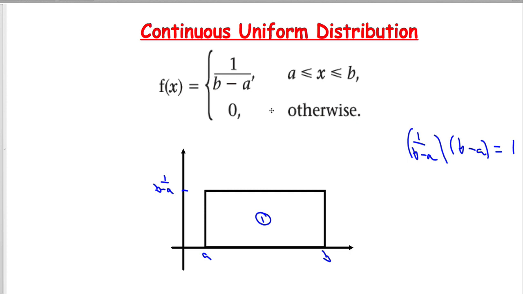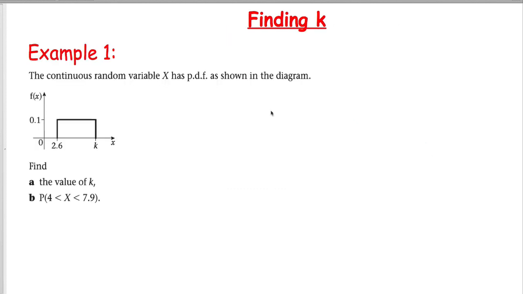So let's have a quick look at an example. We've got the continuous random variable x. It's got a PDF as shown in the diagram. First of all, we need to find the value of k. What we have to remember is that the width times the height of the rectangle must equal 1. So k minus 2.6 multiplied by 0.1 must equal 1.